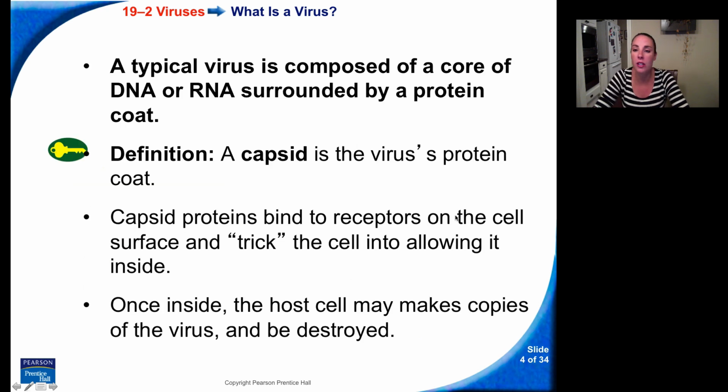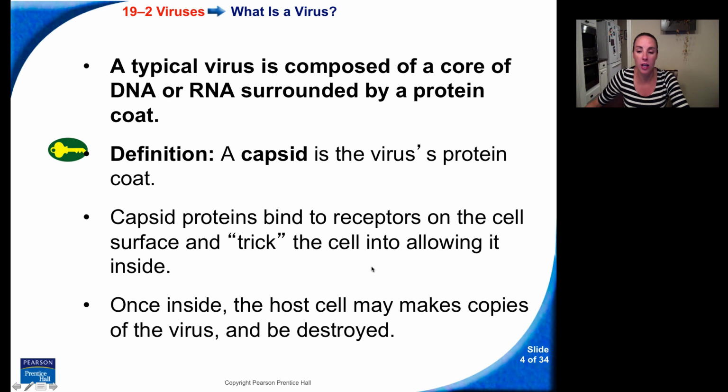A typical virus is composed of a core of DNA or RNA surrounded by a protein coat. So basically, it's made of two things, DNA or RNA and protein. That's it. A capsid is the virus's protein coat. So the protein coat surrounds the DNA or RNA. Capsid proteins bind to receptors on the cell surface and trick the cell into allowing it inside.